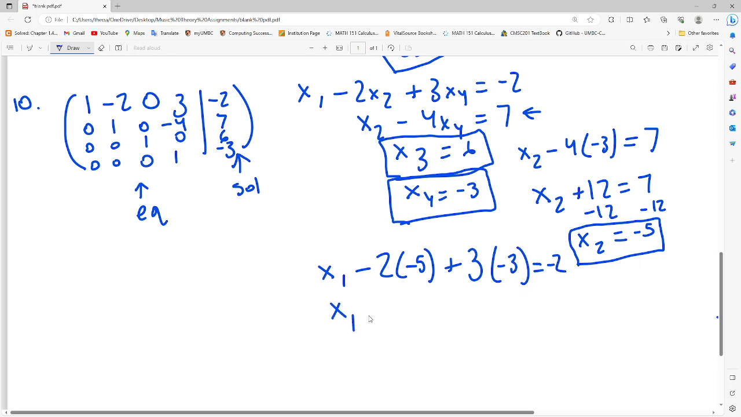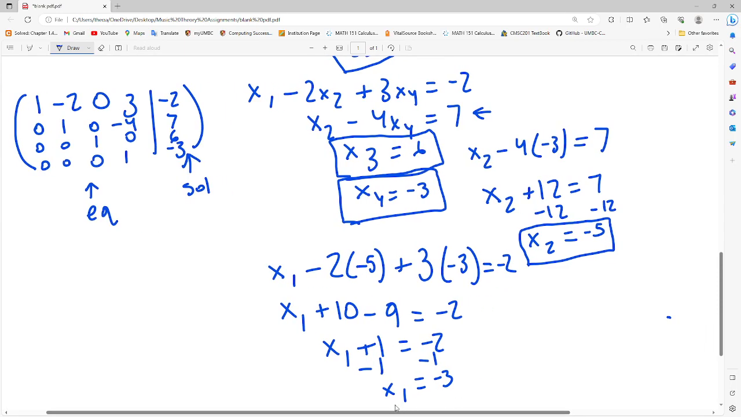So we get x1 plus 10, because -2 times -5 is positive 10, because negative times a negative is a positive, and 3 times -3 means -9 equals -2. So we get x1 plus 10 minus 9 is plus 1 equals -2. We're going to subtract 1 from both sides. x1 is equal to -3. Therefore, our solution set for this problem is going to be equal to -3, -5, -3, 6.